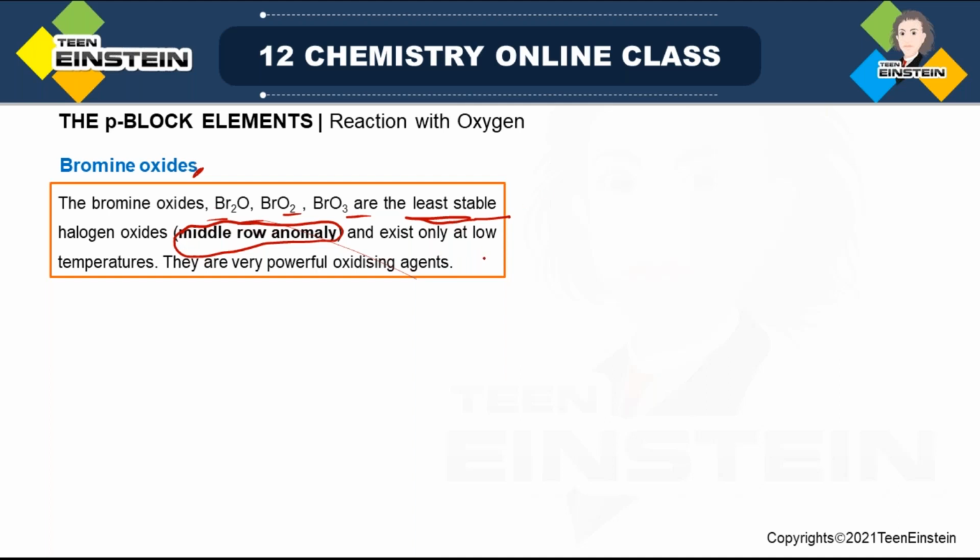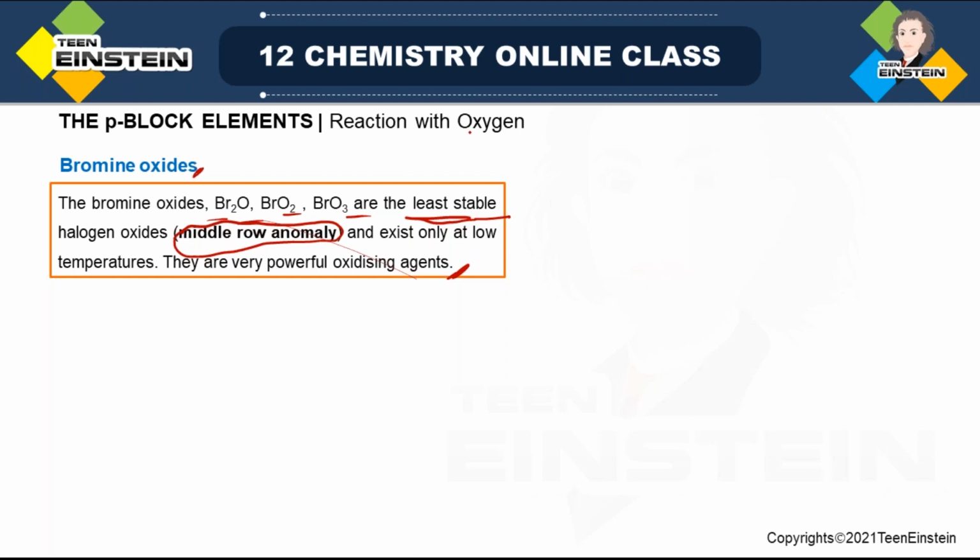It exists only at low temperature because their stability is very bad. They are good, powerful oxidizing agents because stability is very low. So there will always be a tendency to take part in reaction. So they are very powerful oxidizing agents.